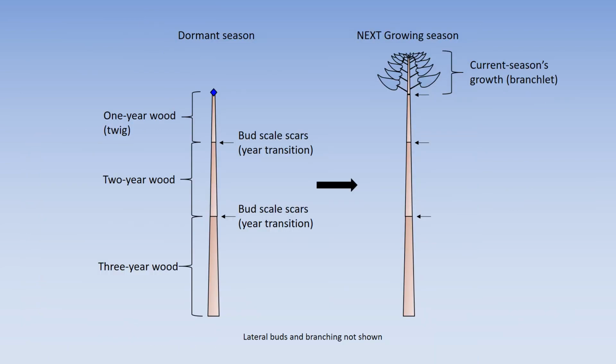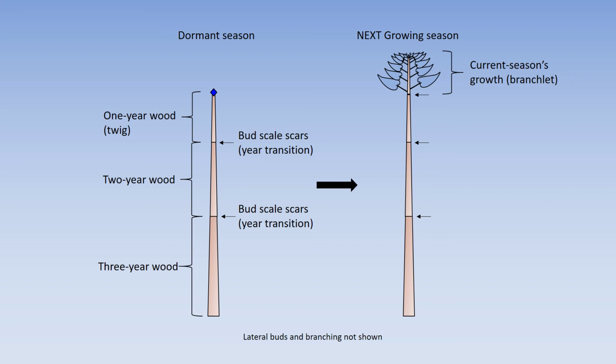This diagram summarizes the growth pattern resulting from alternating dormant and growing seasons. On the left, we have a 3-year-old shoot in dormant winter condition. By searching for the rings of bud scale scars, each growth season interval can be identified. The dormant 1-year wood is also called a twig. Also notice that as the tissue gets older, it gets wider.